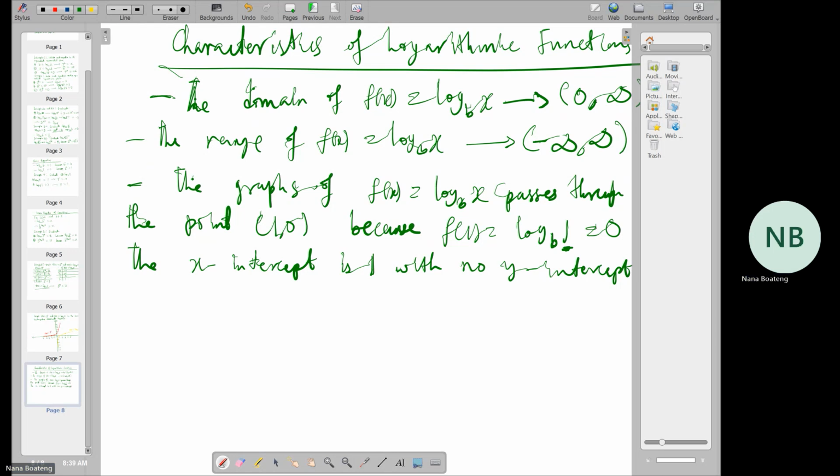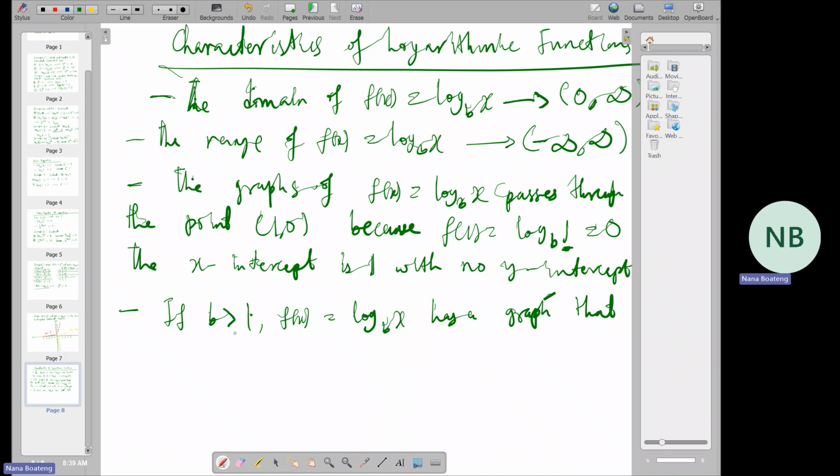And if b is greater than 1, then f of x equal to log to the base b of x has a graph that goes to the right, and it's an increasing function.